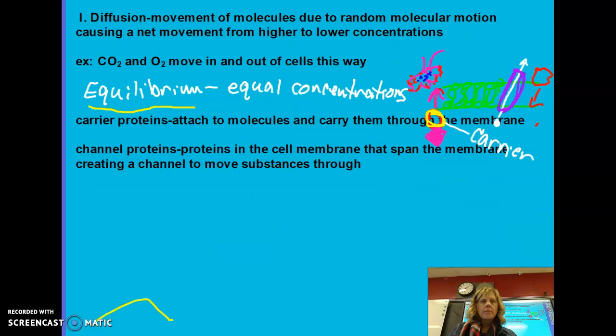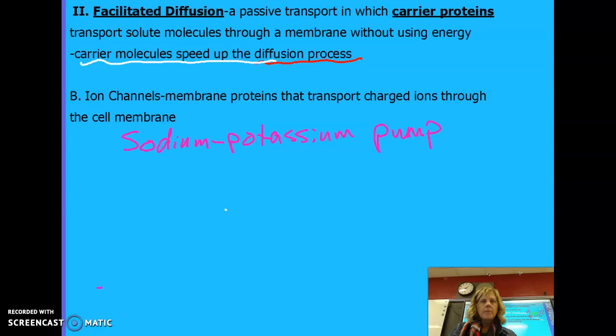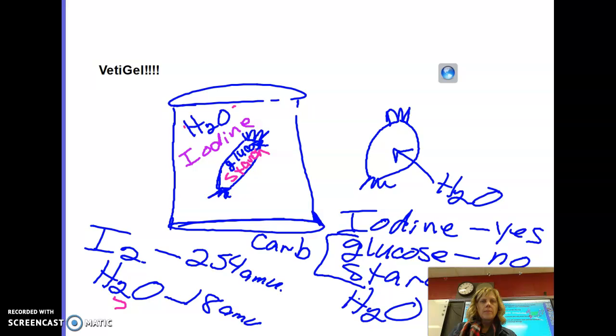And then moving on, facilitated diffusion. I just want to go back really quickly. When we did our dialysis tubing lab, we were just really looking at simple diffusion through our little cell made of dialysis tubing. Molecules that were large, like starch, really couldn't pass through this membrane, but other things could move through this membrane.